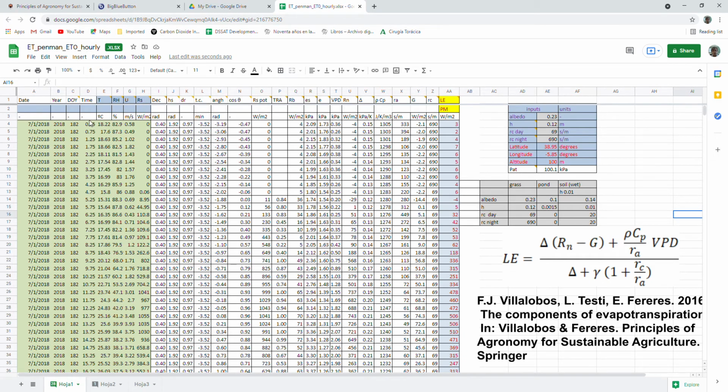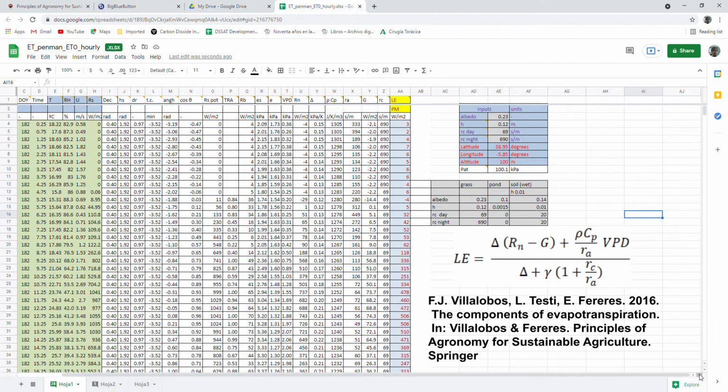Then, these are the input data for the calculation. Then, in white, we can see all the variables that are calculated in order to determine the latent heat flux using the Penman-Monteith equation, which is written here. And more details can be found in this reference of the book Principles of Agronomy for Sustainable Agriculture, Chapter 9.